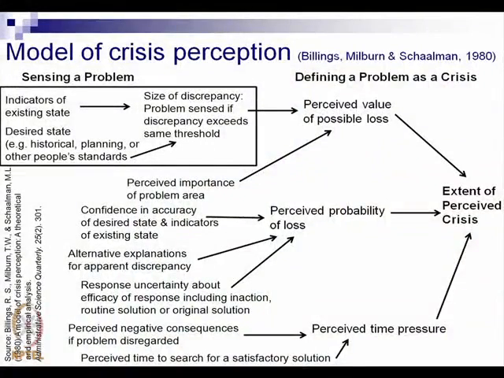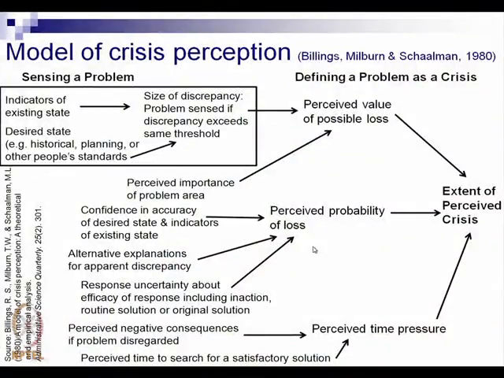Response uncertainty about efficacy of response, including inaction, routine solution, or original solution. Again, I don't know how I would have reacted or the response that I would have got if I had mentioned this to somebody. All this sort of leads to our belief that there has been some loss. That leads to perceived probability of loss. If I had acted a certain way, I would have got it. But then the uncertainty I have also leads to my sensing the loss. If I had acted, maybe I would have got it, maybe I would not have got it.